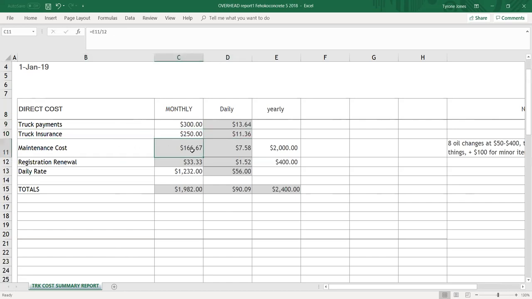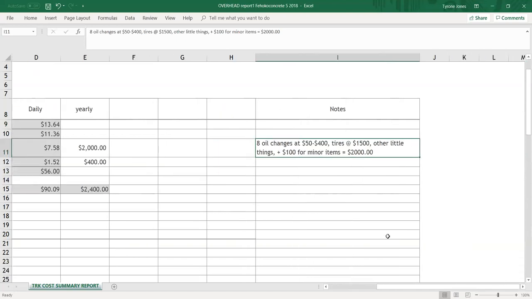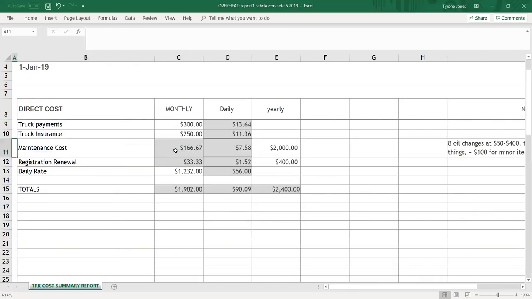Okay, maintenance costs. I did a maintenance cost of a yearly cost at $2,000. Now, how I came up with that, I have broken down here. I did 8 oil changes at $50, which is $400. So I did 8 oil changes, right? That's 2 per quarter, right? Also, I did tires at $1,500. I did other little minor things at $100. So I came up with $2,000 a year that you're going to spend on maintenance costs, right? You may feel that it's more than that. Then plug a higher number in there, okay? You still want to remain competitive, okay?